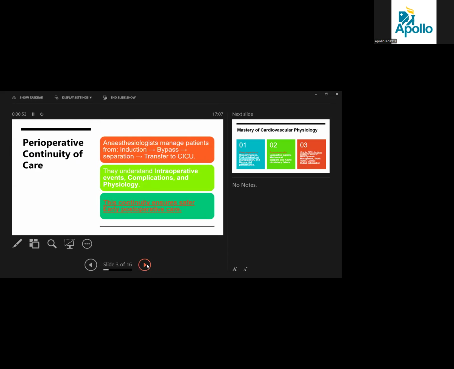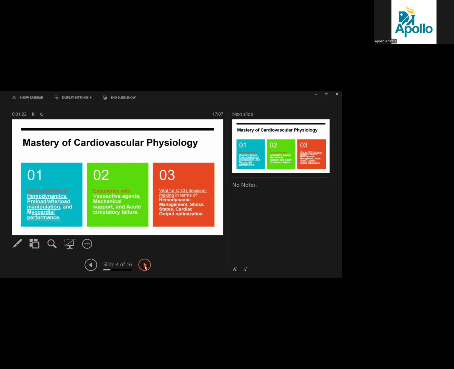Perioperative continuity of care is a very important thing to understand, because anesthesiologists are the only people who manage the patient from induction to CPB, then the separation, till the transfer to ICU. They understand the intraoperative complications, intraoperative nuances, and the physiology very well. This continuity ensures earlier, safer postoperative care.